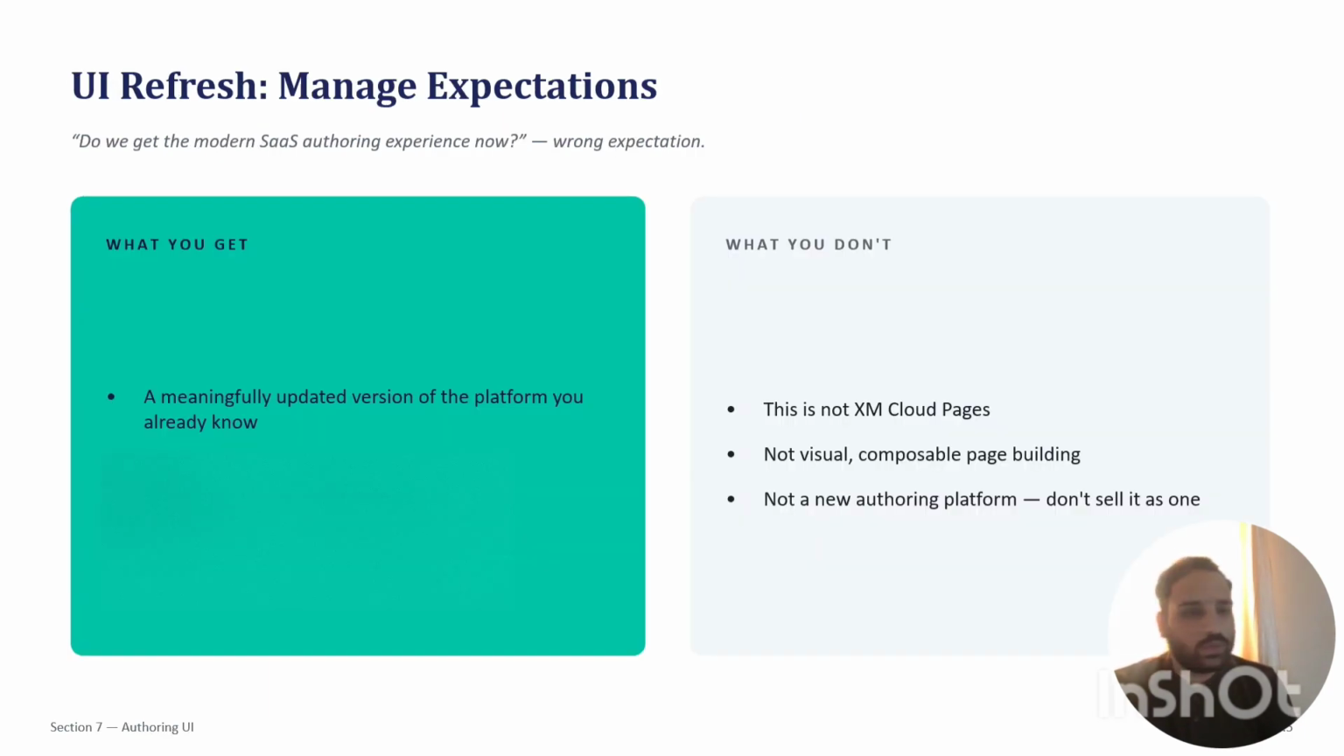Okay, now let's get to the interesting part, what everyone has already been talking about. It's the UI refresh. And I feel it's genuinely nicer. Authors will notice and they will definitely like it. But don't sell this internally as though Content Editor turned into XM Cloud Pages. It didn't. Same authoring model underneath, just a more current coat of paint. If someone on your team asks, so do we get the modern SaaS authoring experience now? That's the expectation to correct early, not 2 weeks before you go live.